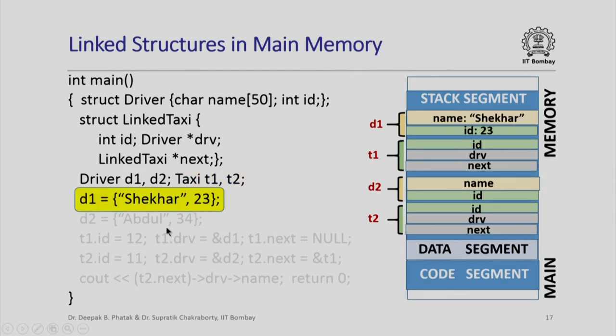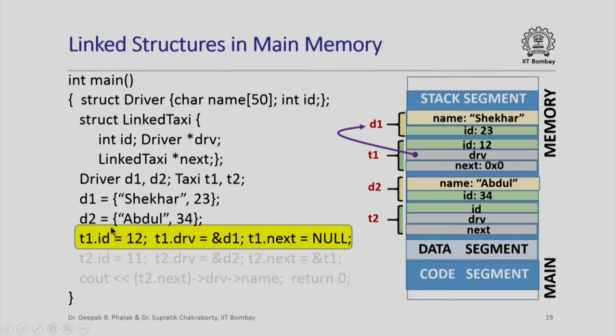Now suppose I execute this assignment statement, D1 is assigned Shekhar, 23. Then in the space allocated for D1, the string Shekhar will be copied in the space for the member named name, and 23 will be copied in the space allocated for the member named ID. This assignment statement, D2 is assigned Abdul, 34, will result in a similar copying of the strings Abdul and 34 in the spaces allocated for the respective members of the variable D2.